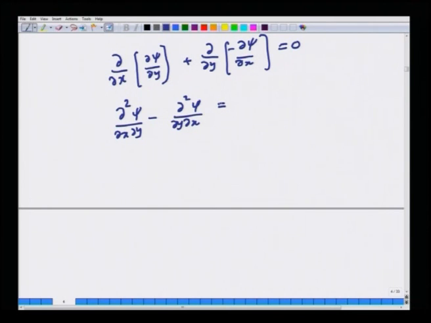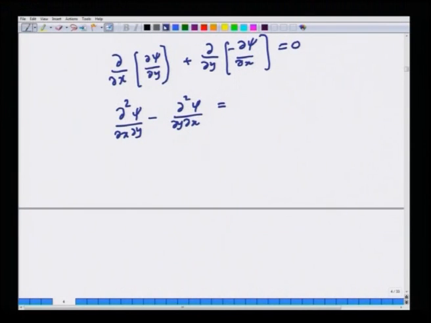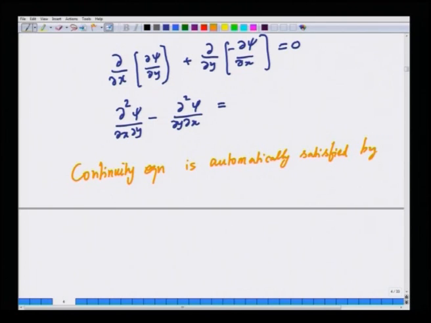This is the continuity equation, but partial squared psi by partial x partial y is actually partial squared psi by partial y partial x, because the order in which you take the partial derivative should not matter for a continuous function of two variables. So, this means that an important conclusion can be drawn, that the continuity equation is automatically satisfied by the definition of the stream function.